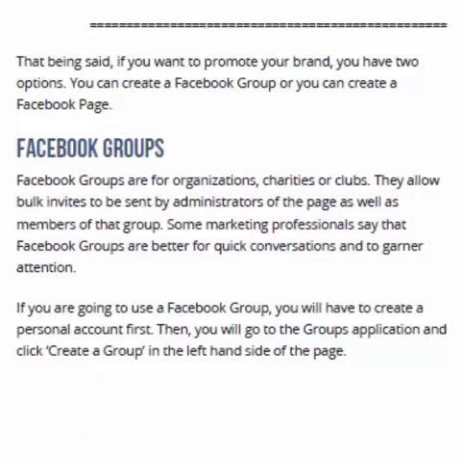You can create a Facebook group, or you can create a Facebook page. Facebook groups are for organizations, charities, or clubs. They allow bulk invites to be sent by administrators of the page, as well as members of that group. Some marketing professionals say that Facebook groups are better for quick conversations and to garner attention. If you're going to use a Facebook group, you'll need to create a personal account first. Then you can go to the group's applications and click Create a Group in the left-hand side of the page.